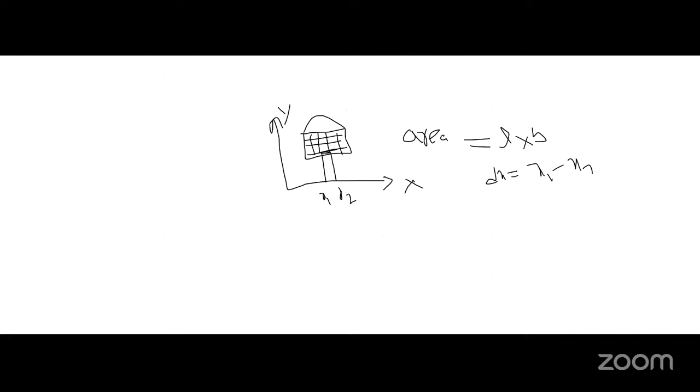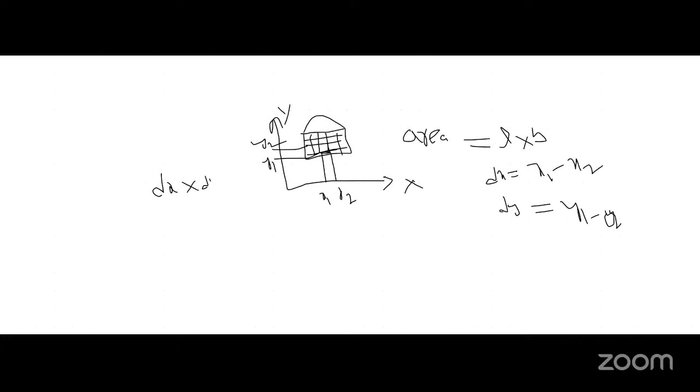Next, what is the breadth? This is y1 and this is y2, and dy is equal to y1 minus y2, or y2 minus y1. So how do we calculate the area? That is dx into dy.